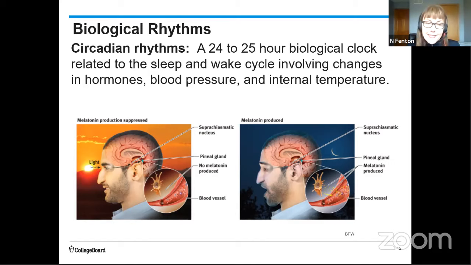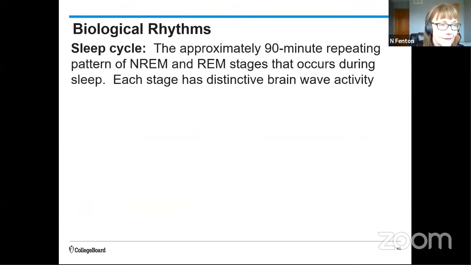And that's going to send a signal to the pineal gland, right? If it's light out, to stop melatonin production. So that hormone that's going to make you sleepier. When it's nighttime, then the pineal gland is going to be signaled to start producing and releasing more melatonin. And this all works on a 24-hour cycle.